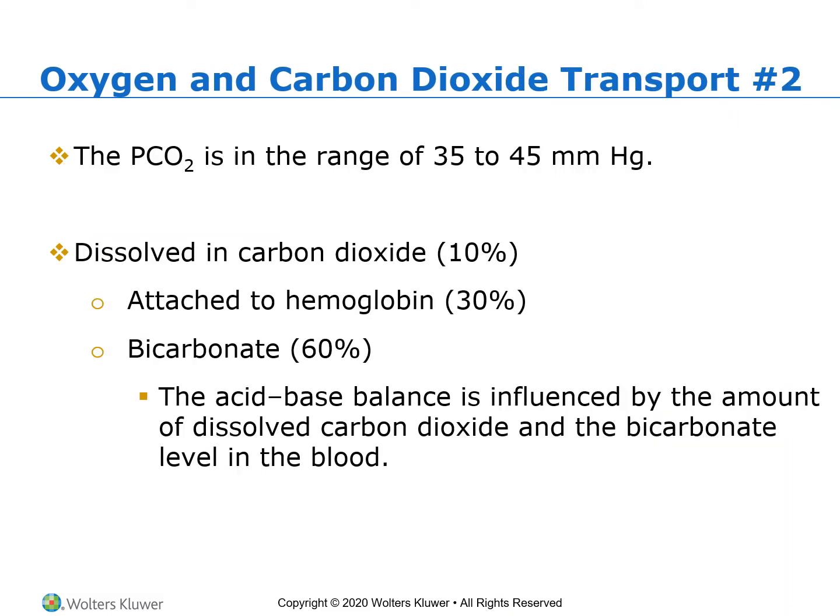Oxygen and carbon dioxide transport, again, the PCO2 also has a normal level. 35 to 45 is a legit number. If it's less than 35, it's low CO2, hypocapnia. If it's more than 45, it's hypercapnia. And again, it presents in a couple of forms.